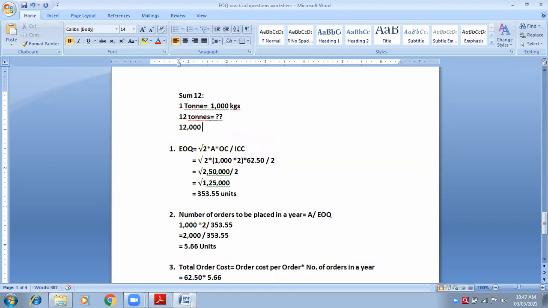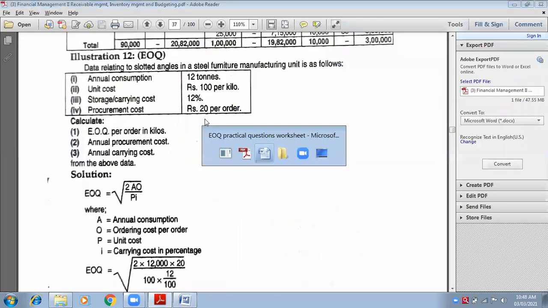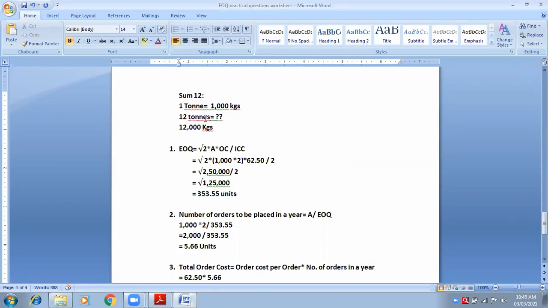Cross multiply, just cross multiply. 1 ton is equal to 1000 kgs. So 12 tons is equal to how many kgs? Just cross multiply, you will get the answer. 12 tons into 1000 kgs. Is it clear, everyone?